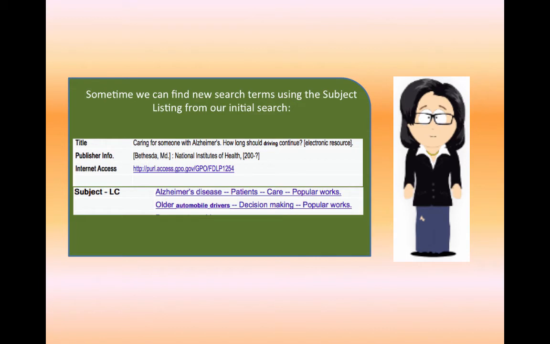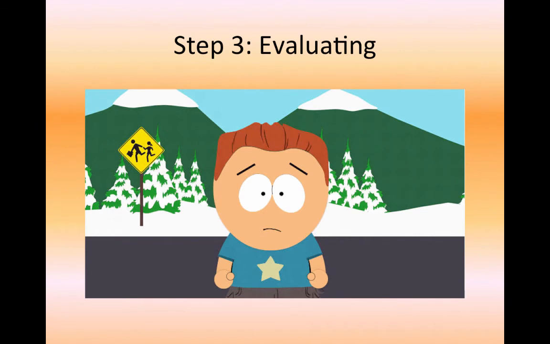Sometimes we can find new search terms using the subject listing from our initial search. Here's a little clip from an article that I found. Look down where it says subject-LC, and you'll see that's where I got the words automobile drivers and decision making. Now, moving on up to step 3, evaluating the information.